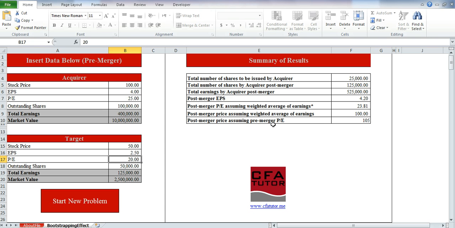However, if markets are not efficient and the pre-merger price to earnings is the one that's going to stick after the merger, so the post-merger price to earnings is still 25, then what happens to the post-merger price? It increases to 105, which is $5 higher than the original stock price, and that is the bootstrapping effect that we are referring to. This is the summary of all the results for the information that we were trying to find.